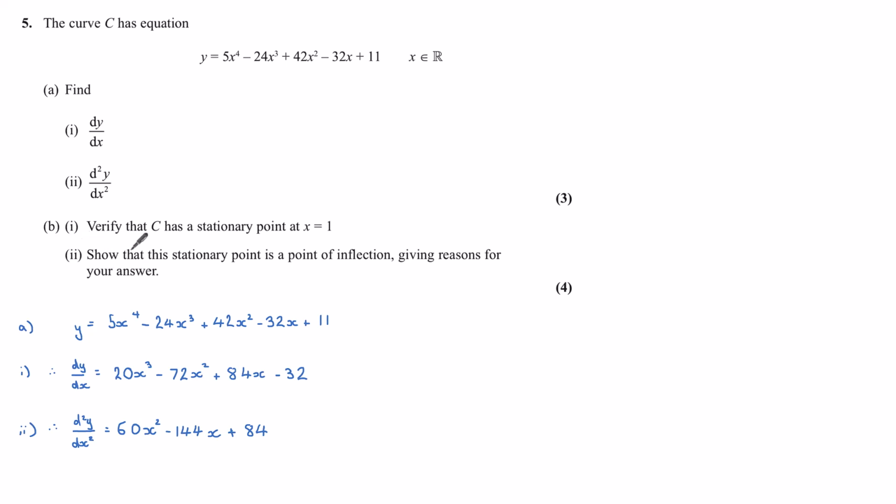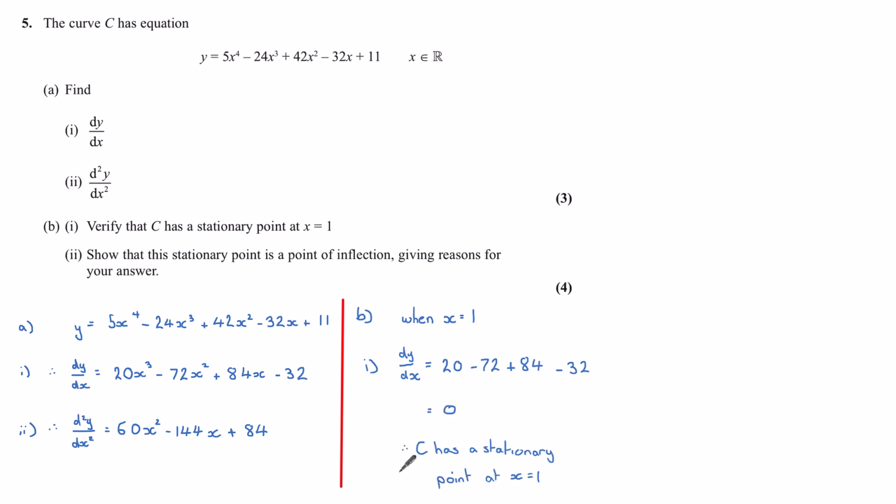Part B, (i), verify that C has a stationary point at x is equal to 1. So when x is equal to 1, we expect the gradient of our function to be equal to 0 if it is a stationary point, and we find our gradient by looking at our dy/dx, which is our gradient function. Substituting 1 into it, we get dy/dx is equal to 20 minus 72 plus 84 minus 32, which does indeed equal 0. And so we can say that C has a stationary point when x is equal to 1.